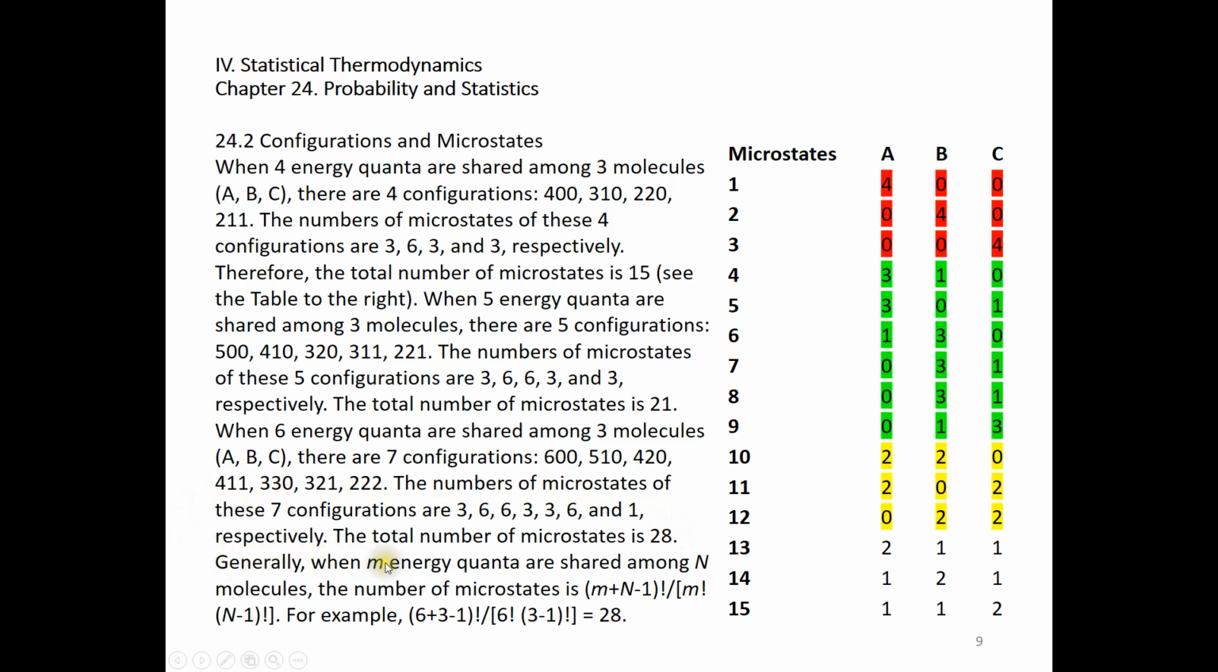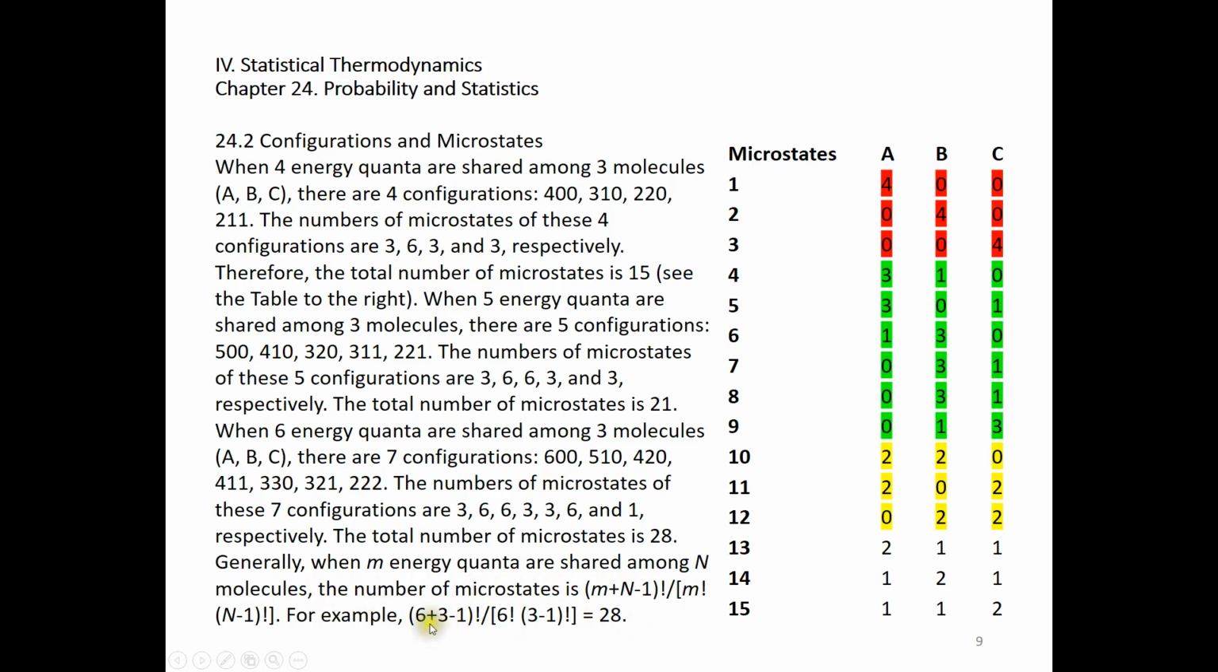In general, when m energy quanta are shared among n molecules, the number of microstates is this. I'm giving you the formula here. We will prove this later. It's m plus n minus 1 over m factorial over n minus 1 factorial. So both m factorial and n minus 1 factorial are on the bottom.